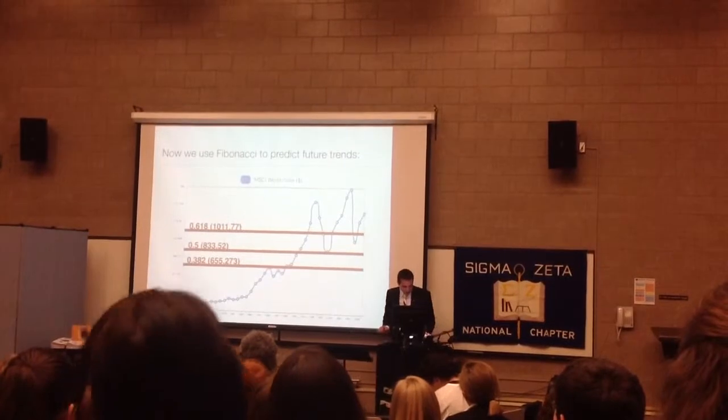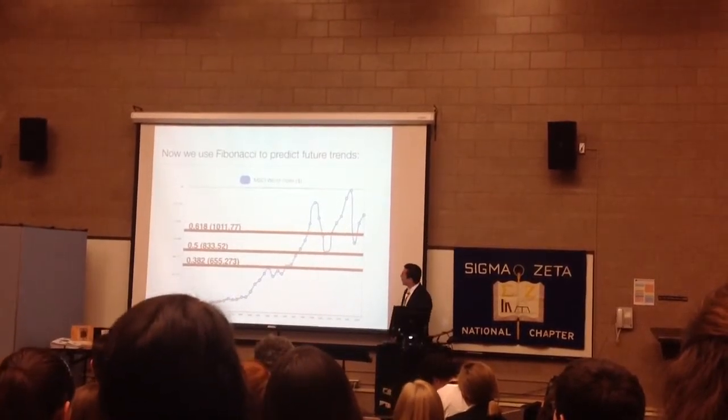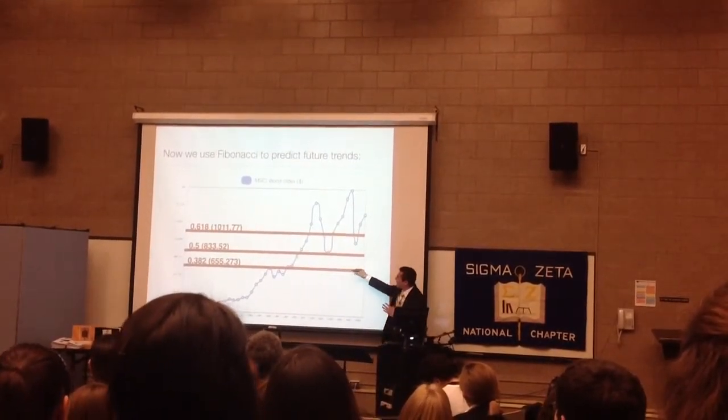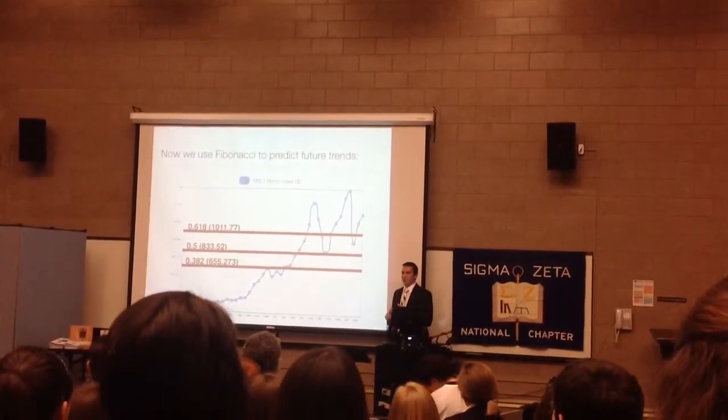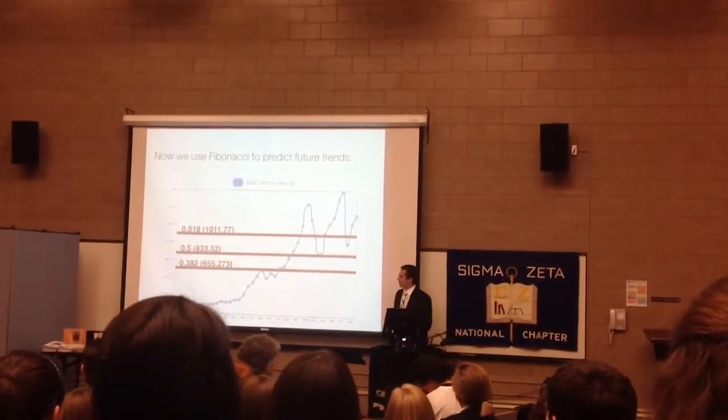Now we get to my favorite part, which is Fibonacci. So here's the idea, then I'm going to explain it now. Here are the key numbers, 38.2%, 50%, and 61.8%.